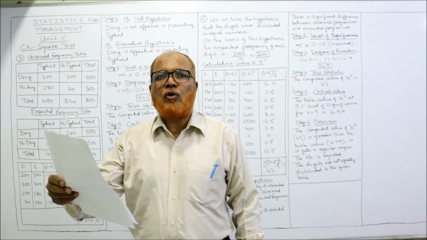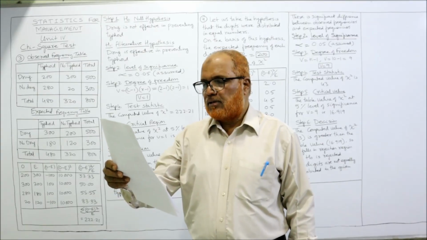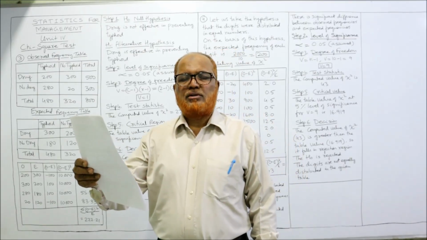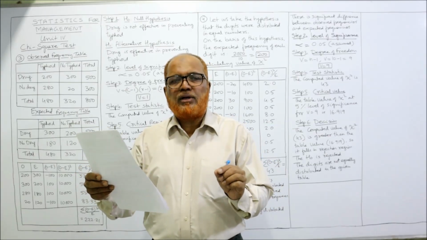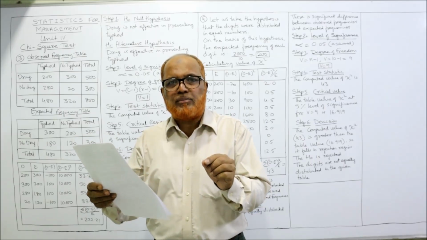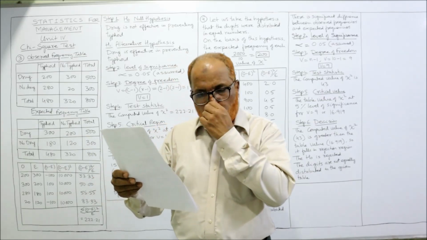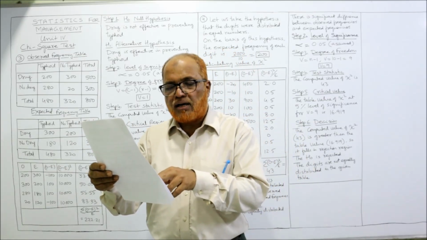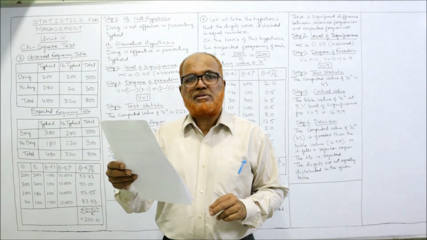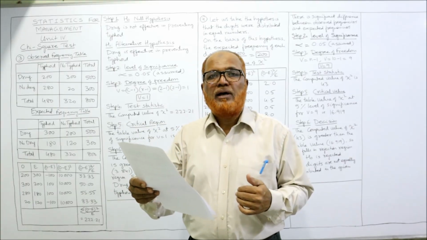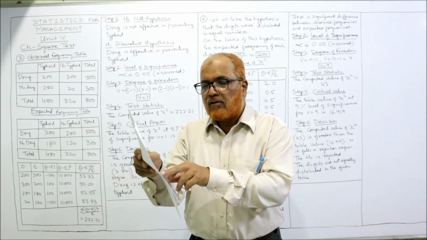Come on, now we'll start the fourth problem. 2000 digits are chosen at random from a set of tables. The frequency of the digits are as follows. Suppose a table contains 2000 digits and we are counting how many times 0 occurred, how many times 1 occurred, how many times 2 occurred. In those 2000 digits, 0 occurred 180 times, whereas 1 occurred 190 times, 2 occurred 230 times, 3 occurred 210 times. Like that we have counted 0, 1, 2, 3, 4 up to 9. 9 has occurred 150 times.